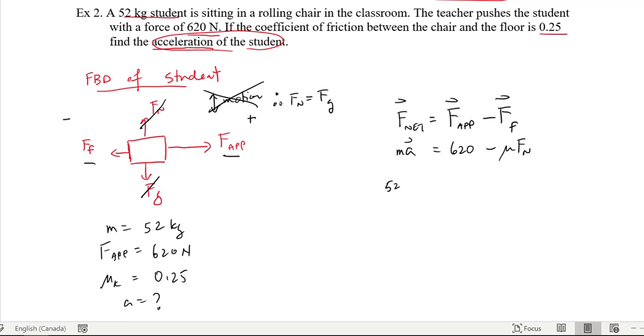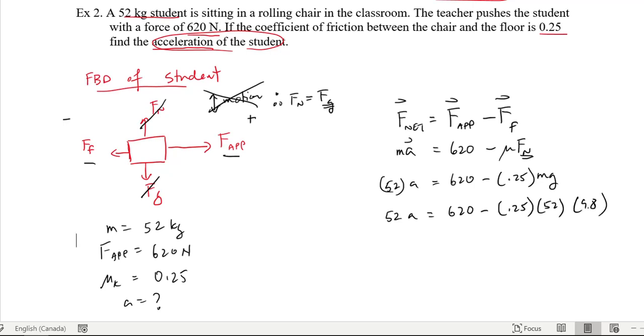Well, we know mass is 52. We don't know acceleration yet. That's 620 minus mu, which is 0.25, times Fn. Fn, we said, was equal to Fg, so that's equal to mg. So again, 52a equals 620 minus 0.25 times 52 times 9.8. So that's 52a equals 620 minus, so 0.25 times 52 times 9.8 is 127.4. We should have one extra significant digit, so 127.